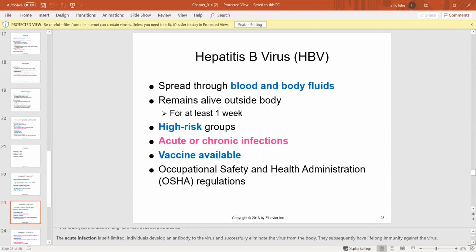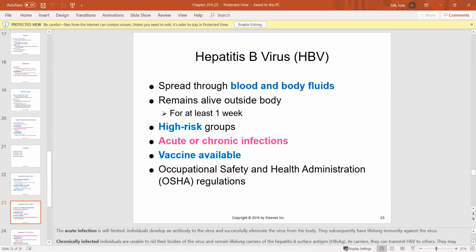The acute infection is self-limiting, so that means if you get this, it would work itself out, I guess you could say. Individuals develop an antibody to the virus and successfully eliminate it from the body, so it's just a short-term thing and you're done. However, it says they subsequently have lifelong immunity towards it after they get it.